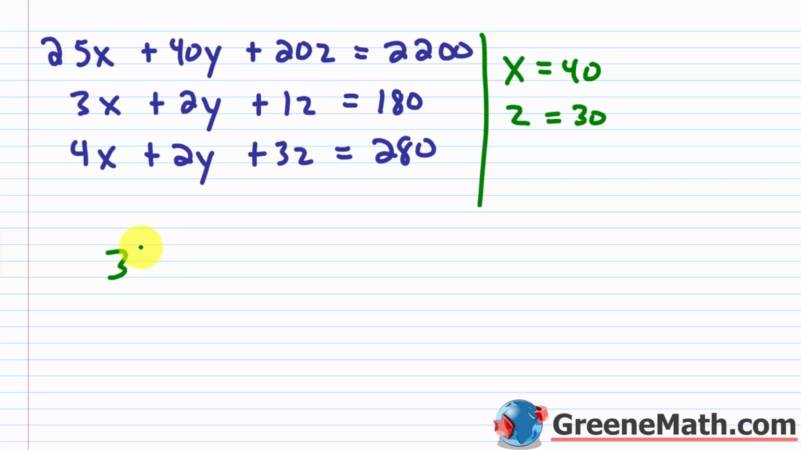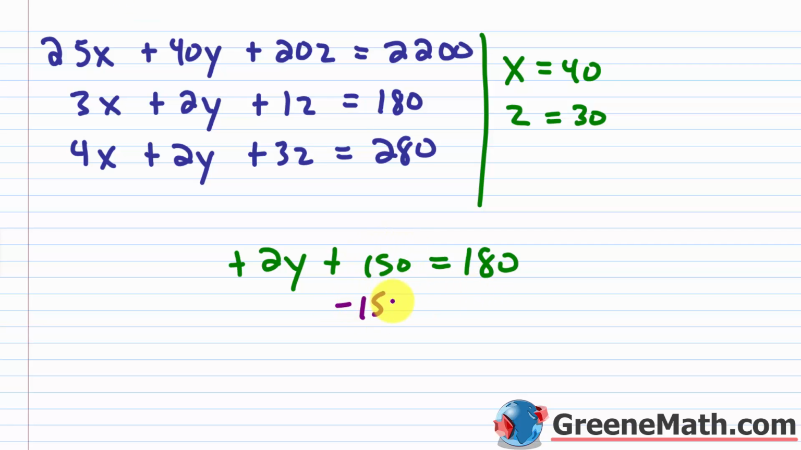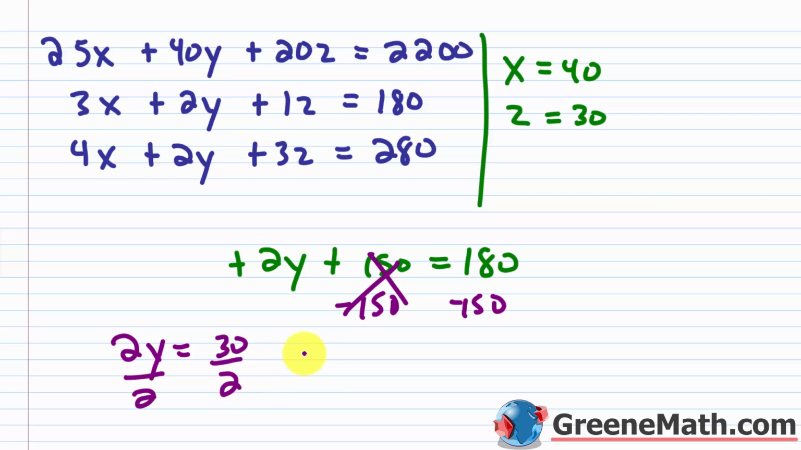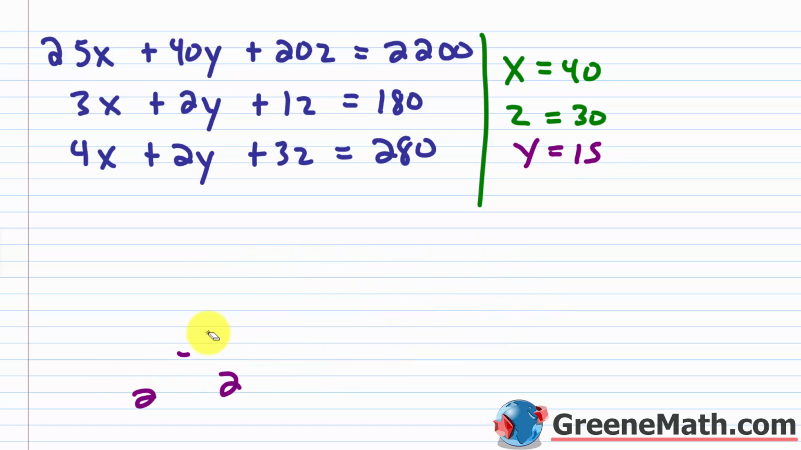So 3 times x, 3 times 40, plus 2y plus 1 times z, z is 30, so just plus 30, equals 180. Okay, well 3 times 40 is 120, 120 plus 30 is 150. So let's erase this and put 150. Then if I subtract that away from each side, this cancels. You'll have 2y is equal to 30. Divide both sides by 2, you get y equals 15. Okay, so y equals 15. All right, so let's erase everything and we can state our answer.